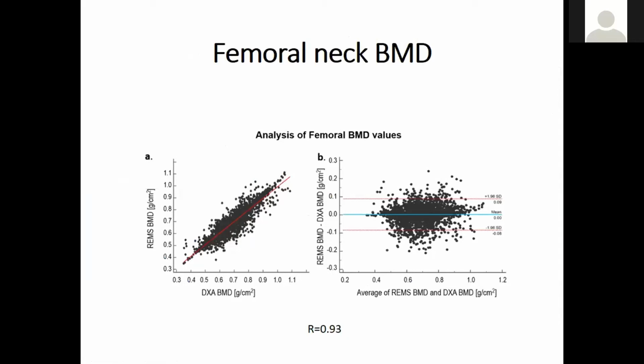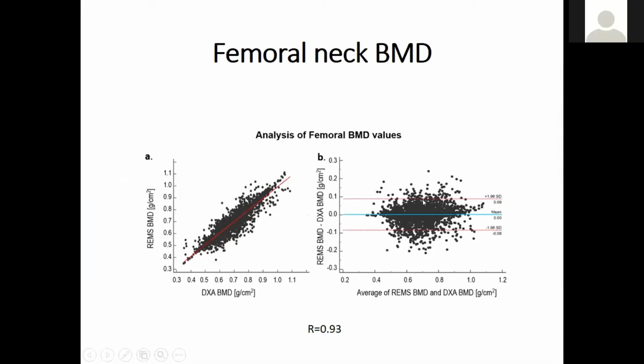So just turning to the results. Here you can see two panels on this slide. The first is the correlation between DEXA and REMS, and you can see that there's very good correlation. At the femoral site, the R was 0.93.